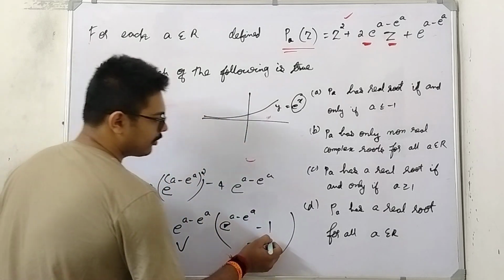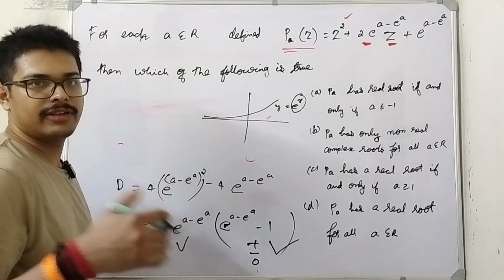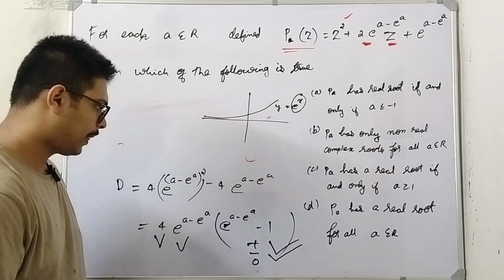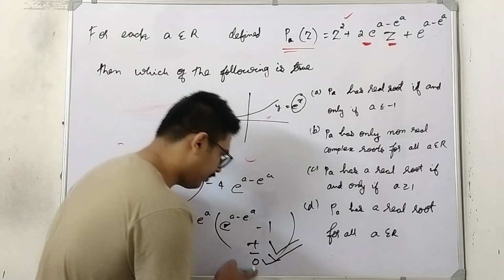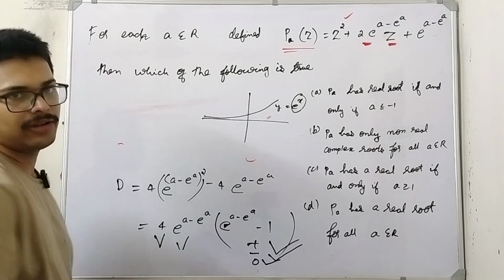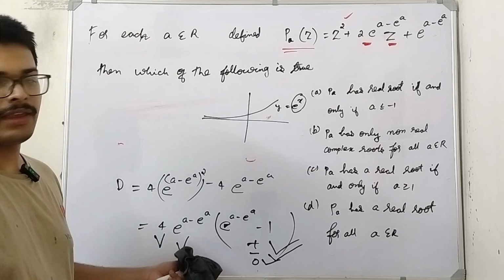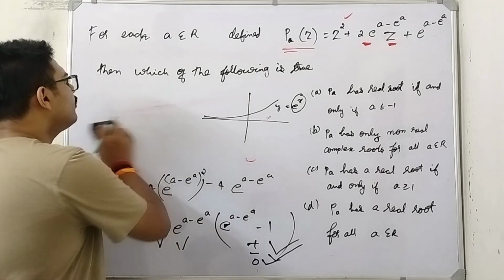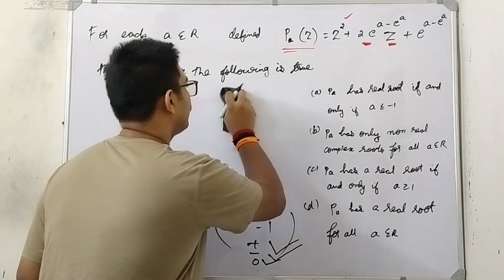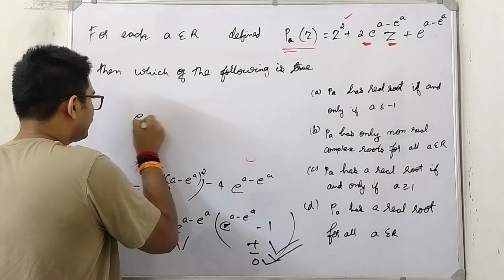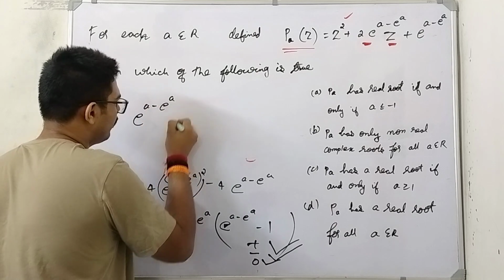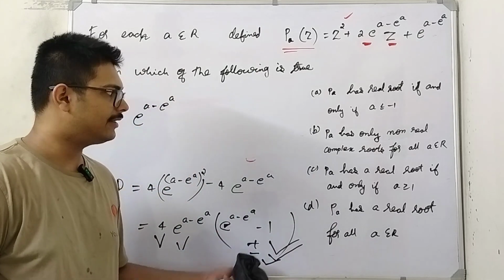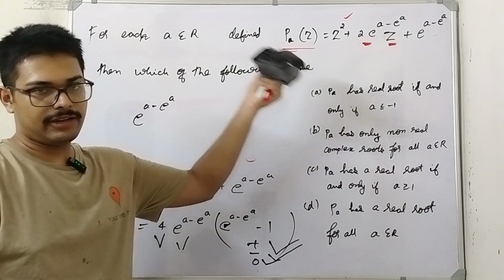If this term is positive, means d is positive, two distinct real roots. If this term is negative, means two roots are complex. And if this term is 0, means the entire d value will become 0, which means the roots are same. Now it depends on this term only, no need to check for the entire term. If this term is positive, negative, 0, that determines the nature of the roots.